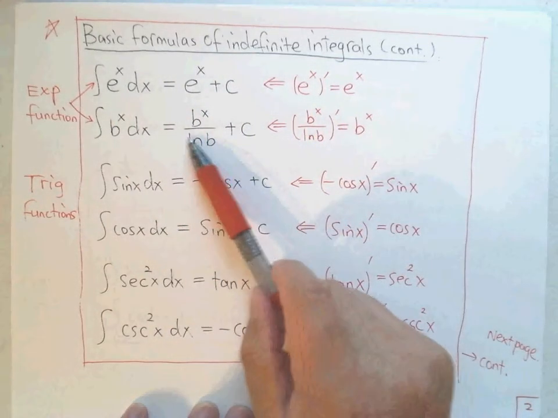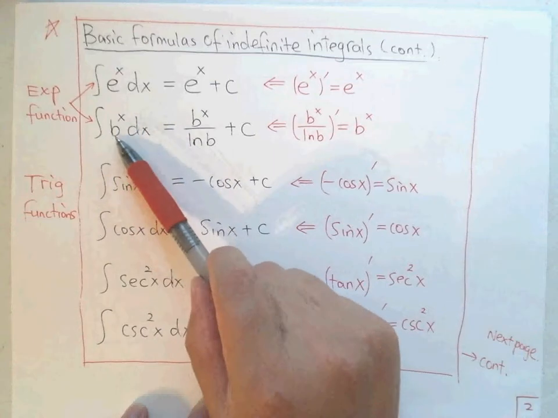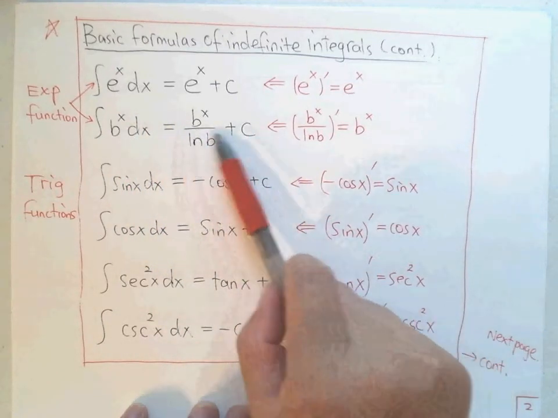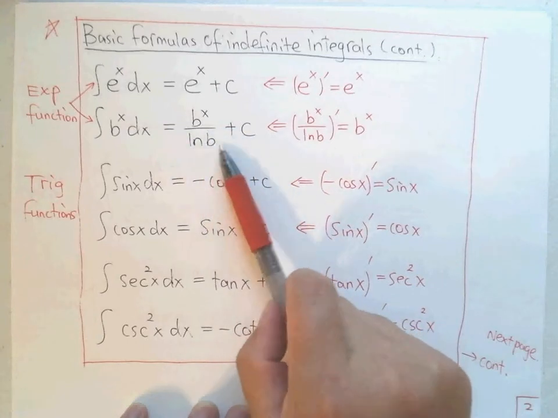See, and if it's not natural, okay, this time we have a little bit of change. We need to divide it by ln b, where b is the base.